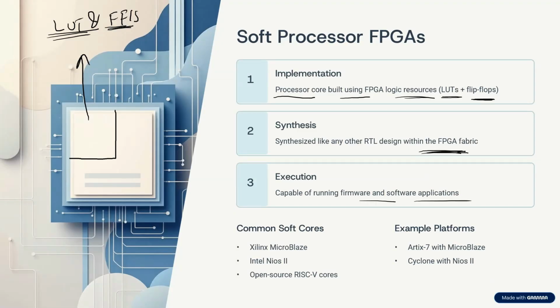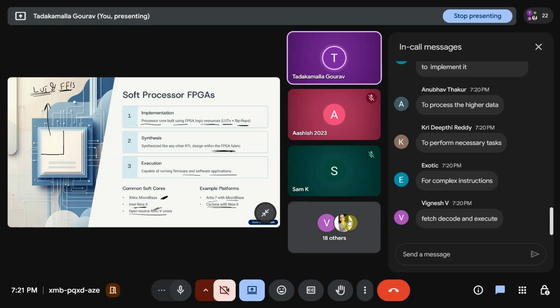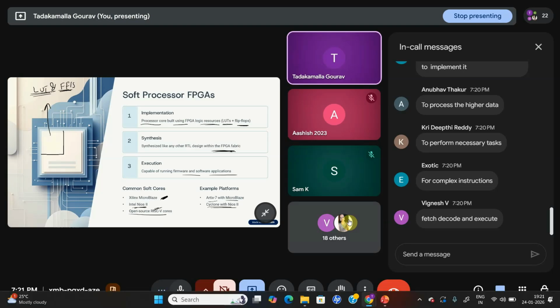Now, what are some of the common soft cores? Your Xilinx MicroBlaze, this is a very good example, and Intel-based FPGAs and open source RISC-V cores. Okay, these are all your soft cores. And the platforms: Artix-7 with MicroBlaze and Cyclone with Nios. So these are your soft core processors. And why do you need a processor and how you are going to establish the connection between your processor and your FPGA? For those, I have added some case studies where we can have the discussion. Yes, so this was about your soft processors.